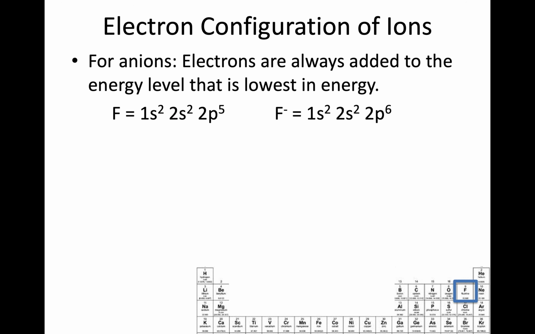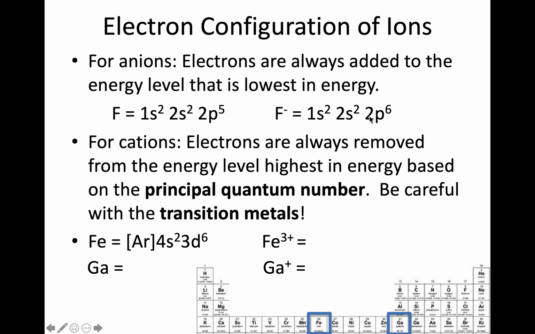So if we're adding or removing electrons, it's easy to account for adding electrons. Electrons will always be added to the next energy level, the next spot that's available. So for fluorine, 1s2, 2s2, 2p5, I have room to add it to the 2p orbital, so the fluoride anion becomes 2p6. For cations, we have to be a little bit more careful. Cations are always removed from the higher energy level, and that energy is based on the principal quantum number. So this means we have to be careful with our transition metals.